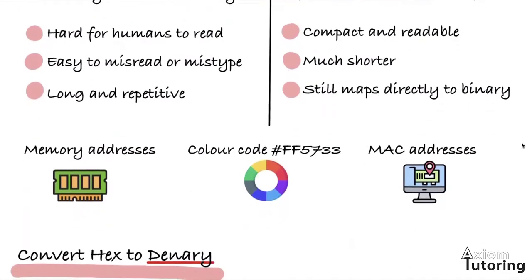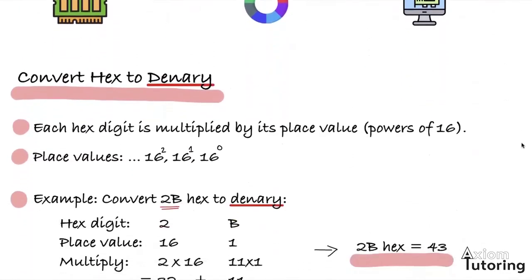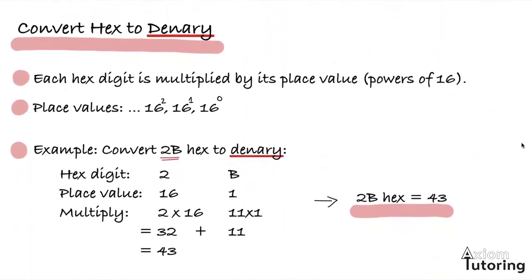Now, let me show you how hexadecimal to denary works. The method is the same as binary to denary. Each digit gets multiplied by its place value, and then you add the results. For hexadecimal, the place values are powers of 16. The rightmost column is worth 1, and that's 16 to the power of 0. The next column is worth 16. The next one is worth 256, which is 16 to the power of 2, and it goes on.